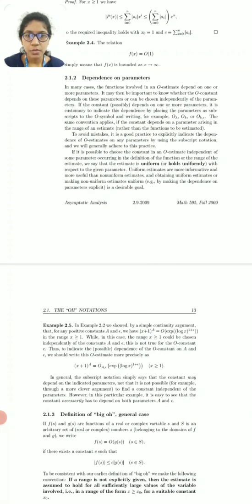We will generally whether to indicate the parameters if it is possible to choose the constant in an estimate independently of some parameters, assuming in the definitions of the functions or the range of the estimates. We say that the estimate is uniform, or holds uniformly, with respect to the given parameters. Uniform estimates are more informative and more useful than non-uniform estimates, and available uniform estimates are preferable to making non-uniform estimates uniform.